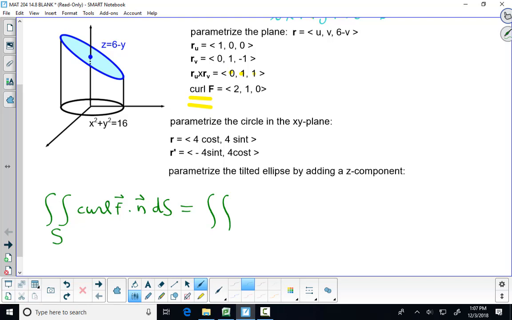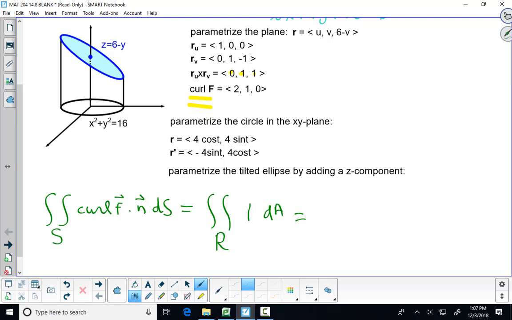So what do we get here? Curl f dot n. That simplifies to what? Curl f dot n? 1. So this is going to be 1 dA over r. And so... Isn't it S?